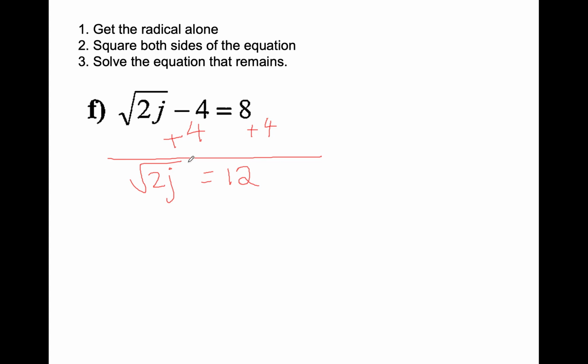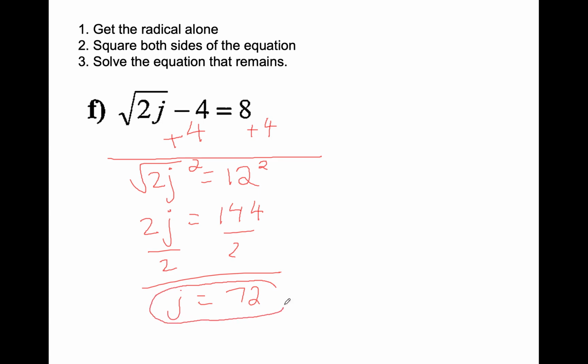Since my radical is all alone, now I'm going to square both sides. So here I'm left with 2j equals 12 squared, which is 144. Now I need to solve for j, get j by itself, and divide by 2, divide by 2. I'm left with j equals 72. And there's my final answer.